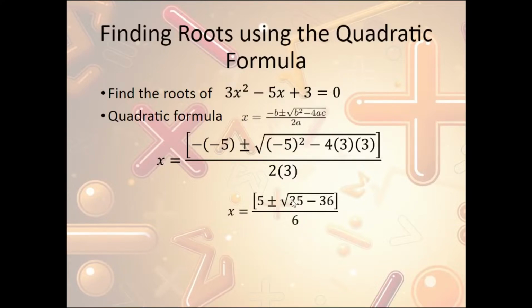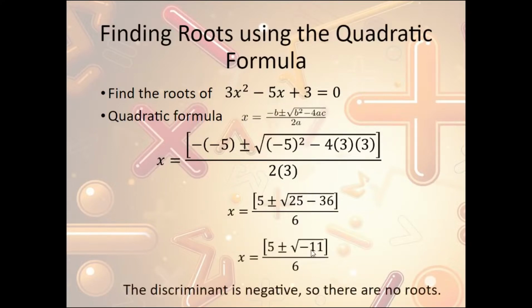Well, what we should notice is when we combine these, we end up with negative 11. Going back to our idea of a discriminant, we know that if there is a negative under the radical, there are no roots. So in this case, we would just say there are no roots, or we'd say no solutions.